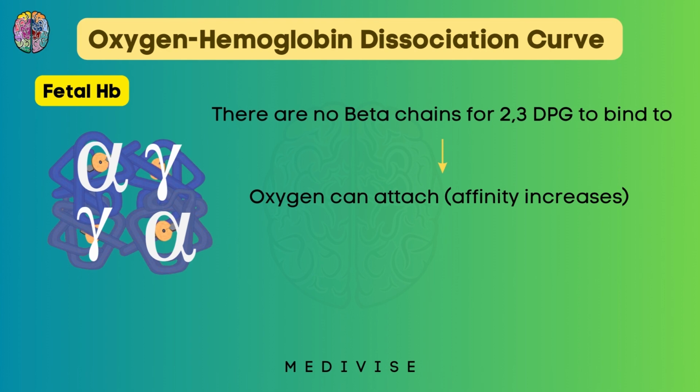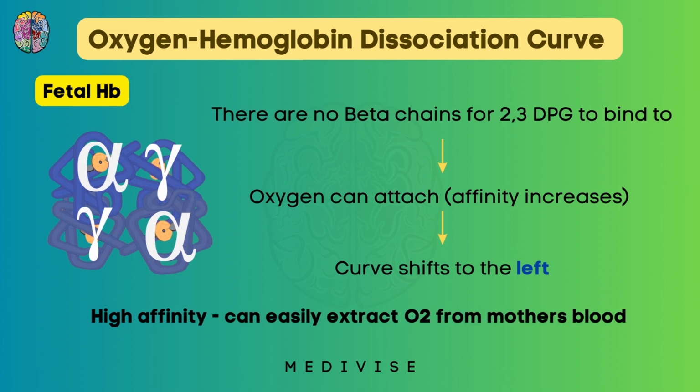And if affinity is increasing, the curve shifts to the left. Now, is this beneficial or not? If the fetal hemoglobin has high affinity, it can extract oxygen from the mother's blood. And this is exactly what we want for the growing fetus.